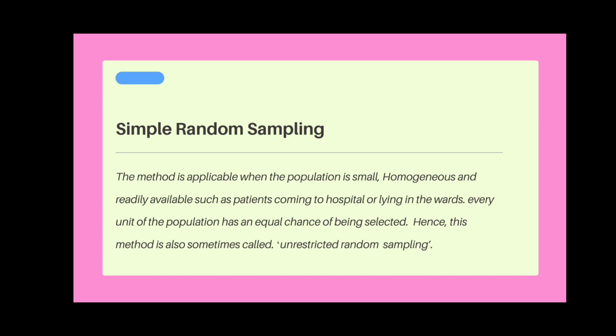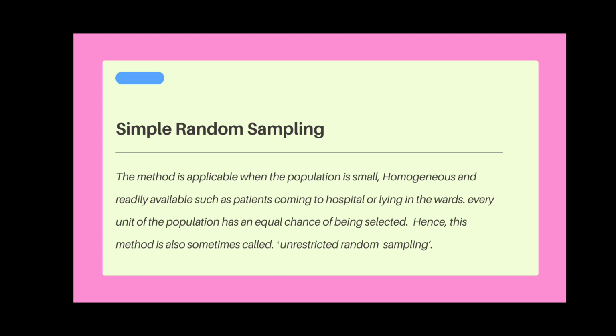Now, sampling techniques. The first one is simple random sampling. The method is applicable when the population is small, homogeneous and readily available, such as patients coming to hospital or lying in the wards. Every unit of the population has an equal chance of being selected. Hence, this method is also sometimes called unrestricted random sampling.